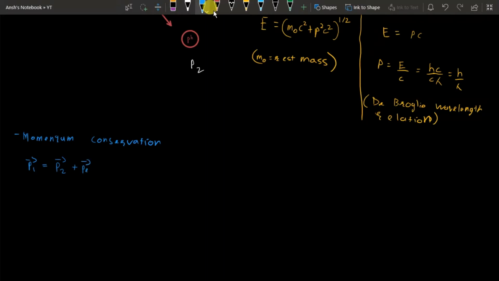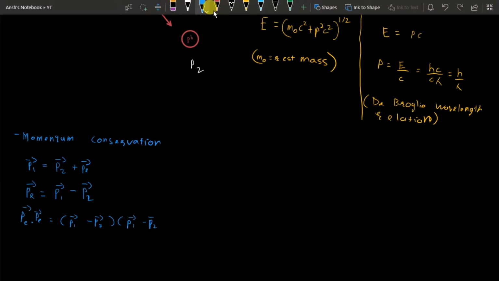All these three are vector quantities, so we must not forget the vector symbol. So if we want to calculate pe, we can rearrange the equation and write pe is equal to p1 minus p2. And if we want to calculate pe dot pe, and both of these are vectors, this will be equal to (p1 minus p2) dot (p1 minus p2).